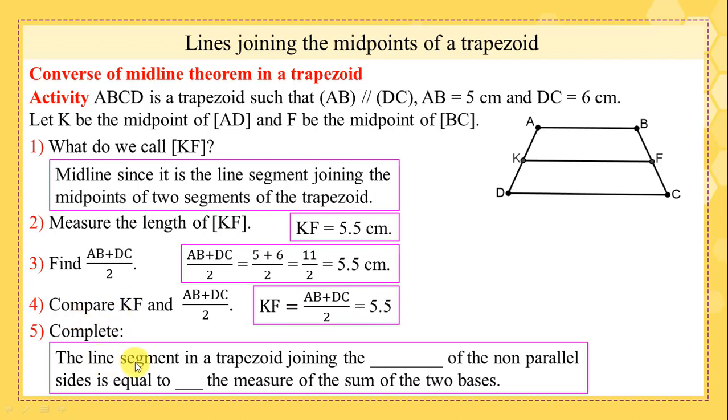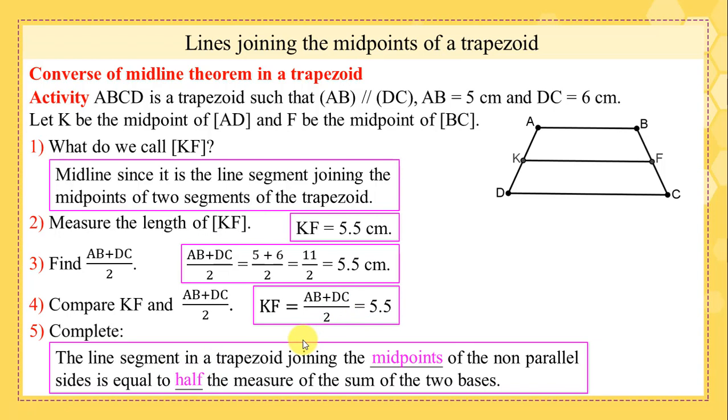5. Complete. The line segment in a trapezoid joining the midpoints of the non-parallel sides is equal to what? As we see here, KF is the midline, the segment joining the midpoints of the non-parallel sides. It is equal to (AB plus DC) over 2. What is AB and what is DC? AB and DC are the bases of the trapezoid. So, the line segment in a trapezoid joining the midpoints of the non-parallel sides is equal to half the measure of the sum of the two bases.